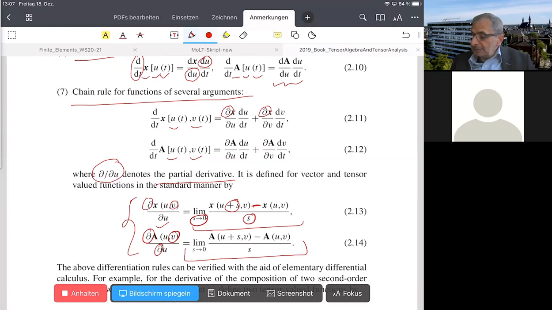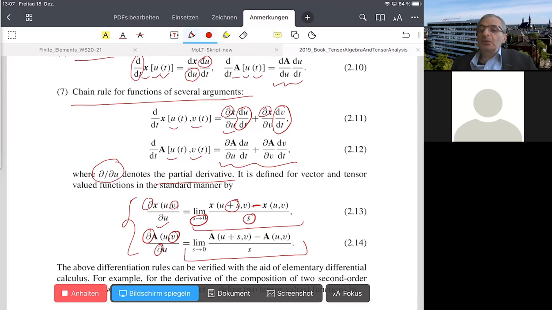And here you see we apply this partial derivative, namely dx du, and here we take the full derivative because u depends only on this variable t, right? And v depends only on this variable t, but the rest is the classical chain rule of differentiation for functions of several arguments. So clear? Questions? All these rules are the equivalent of the rules you know from classical mathematics, and we only generalize them to vectors and tensors.